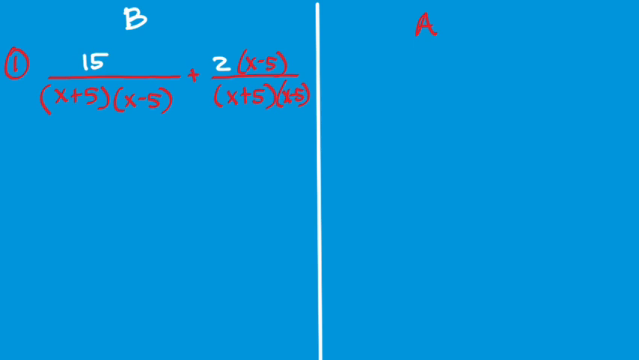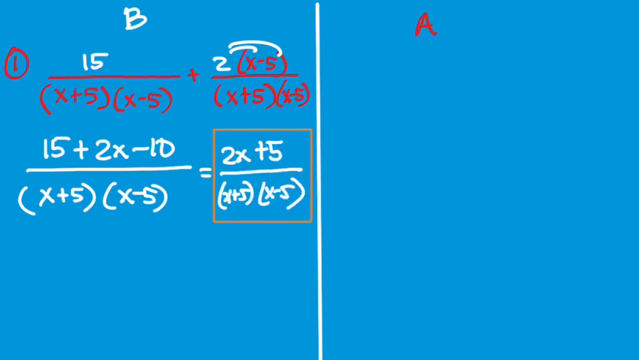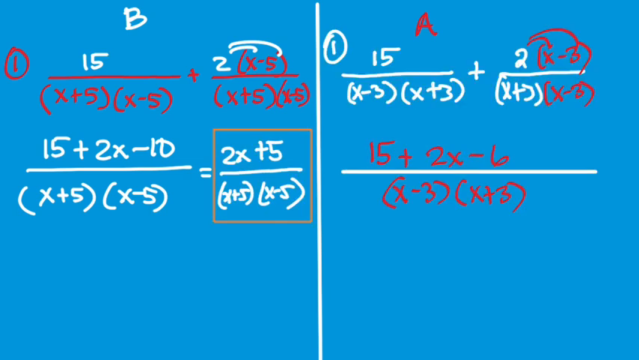First, we factored, and then we saw that the second equation, to get a common factor, needed the x minus 5. So, of course, we distribute to that. We combine our like terms and we get our answer here. There's no reducing, so we're done. On the A version, the same exact thing.